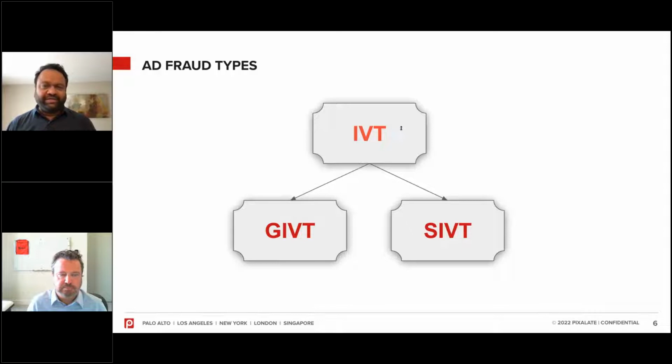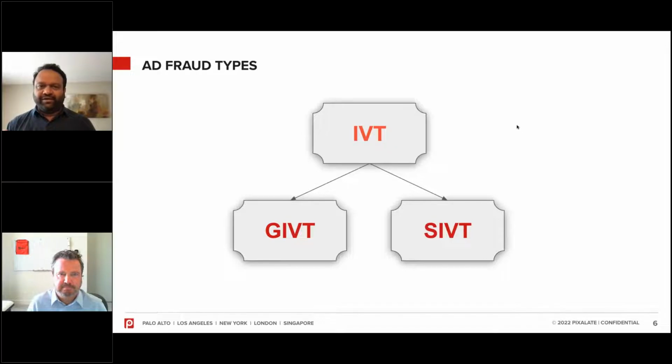And there are two types of IVT as per the MRC and TAG definitions, GIVT and SIVT. GIVT stands for general invalid traffic, and SIVT is sophisticated invalid traffic. And even though it may seem like one is talking about fraud while the other is talking about just general crawlers, that really isn't the case. It is more a question of the kind of algorithms, the kind of processes that are involved in detecting that kind of traffic. So general invalid traffic basically consists of routine methods like filtration by lists or other standard parameter checks.